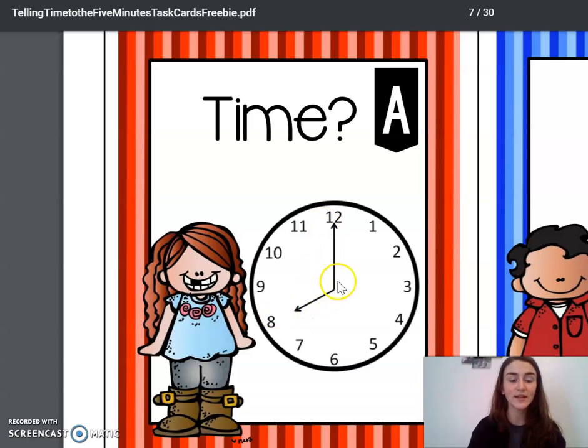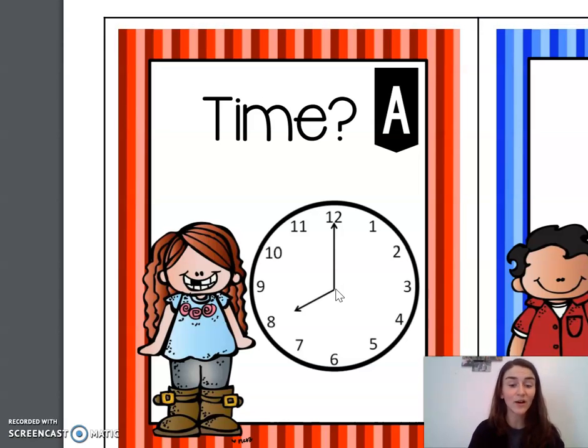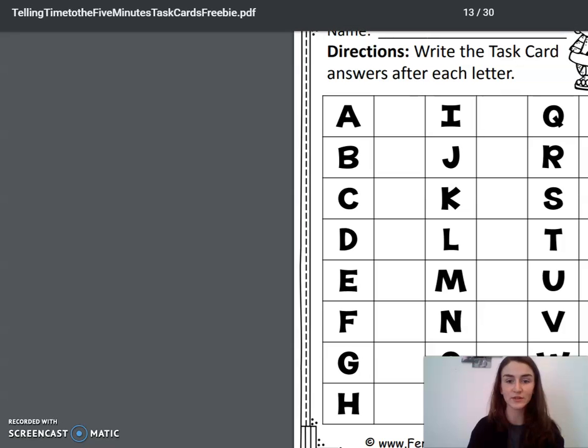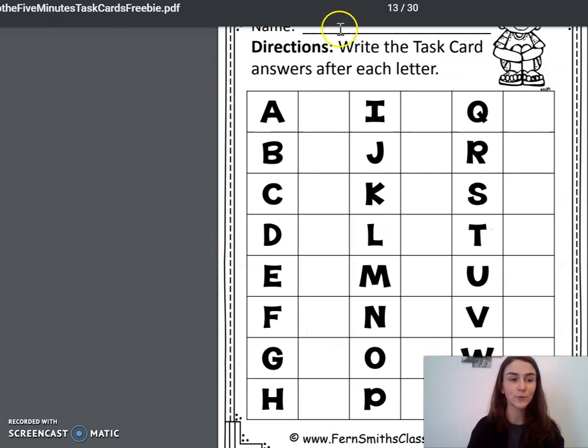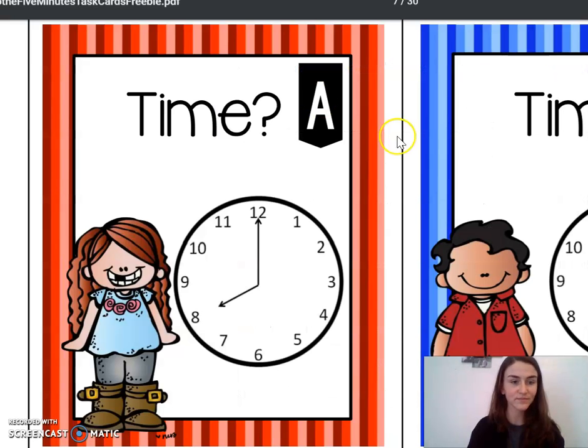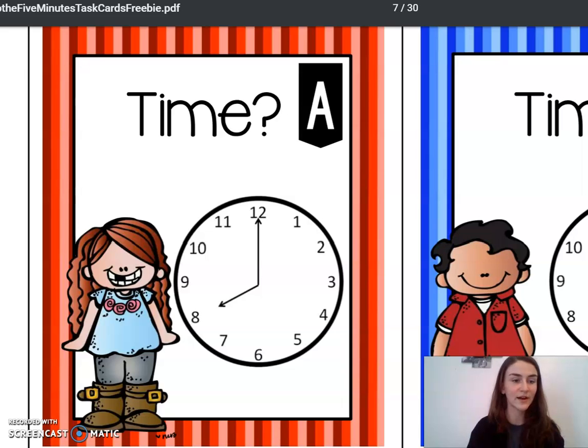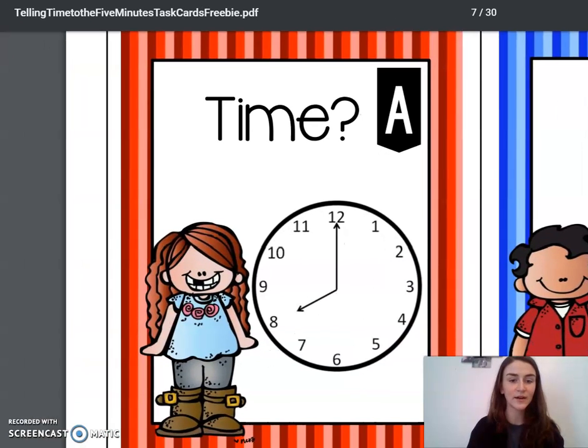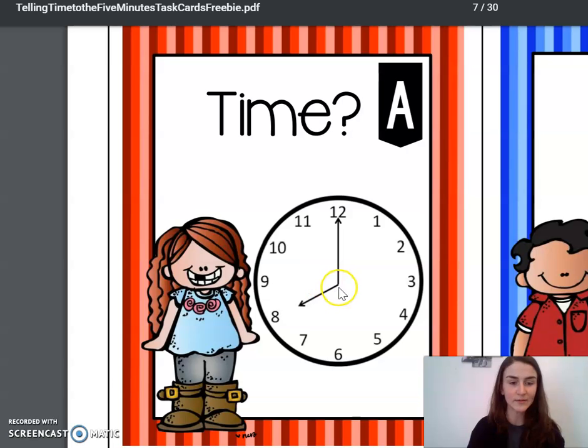Okay? So instead of drawing the hands on a clock like you guys did yesterday, today I want you guys to just read the clock. Okay? I want you to read the clock. And then I want you to write down the time that you read onto your answer sheet. Okay? So for example, let's do letter A together. Okay? So letter A. Let's look at the time and see what time it is.